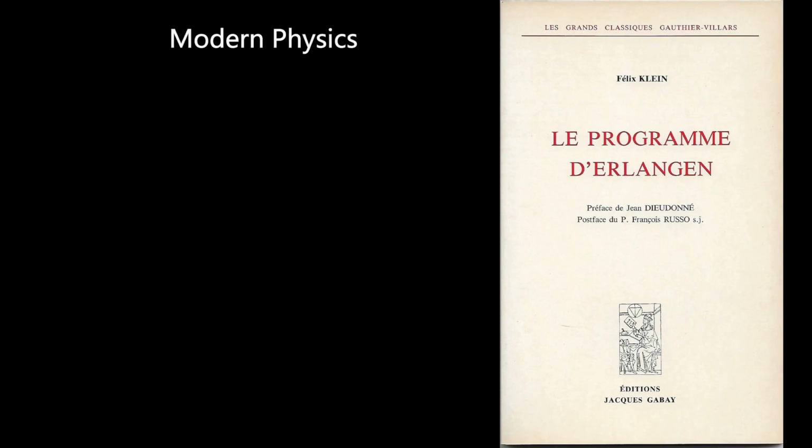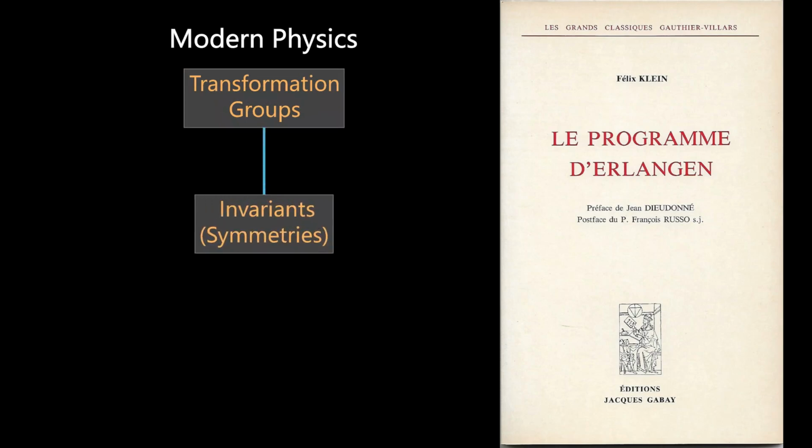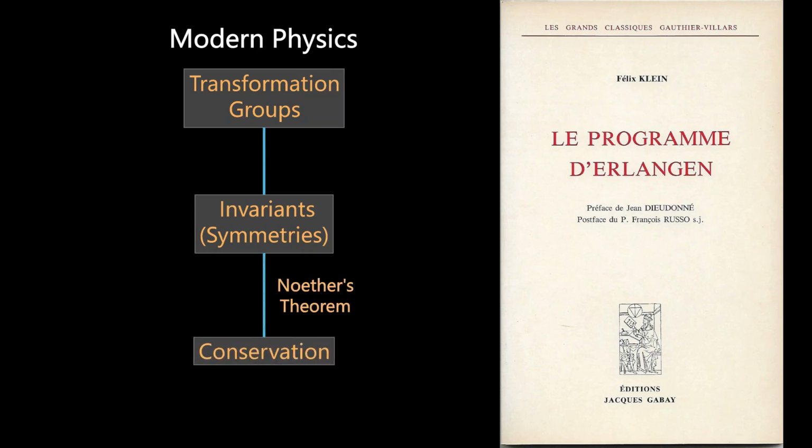The Erlangen program also had a profound impact on modern physics. The study of transformation groups, particularly the investigation of invariants, or symmetries, and deriving conservation from symmetry based on Noether's theorem, became a core framework for understanding fundamental interactions and natural laws in physics.